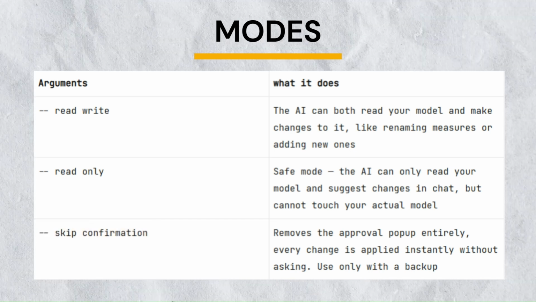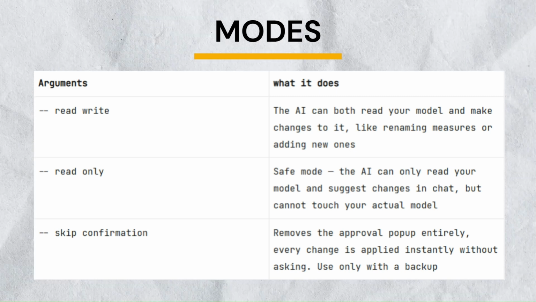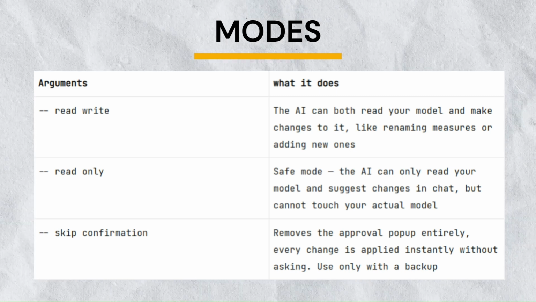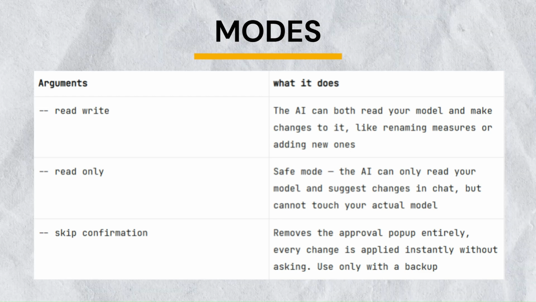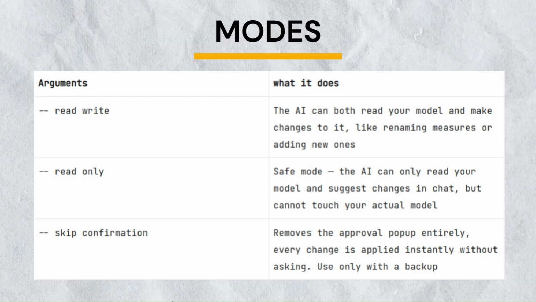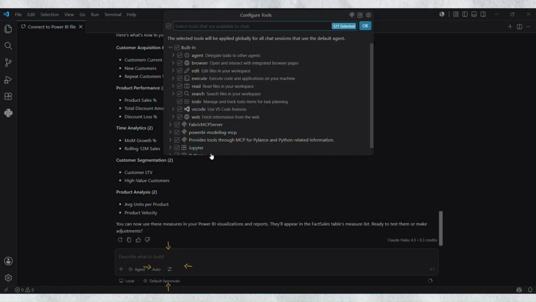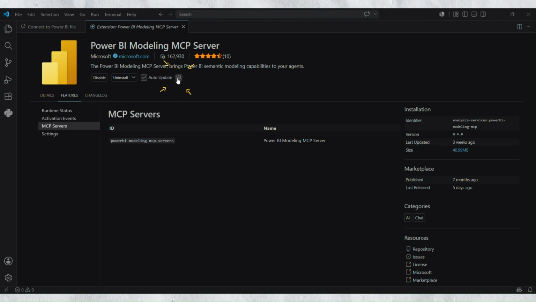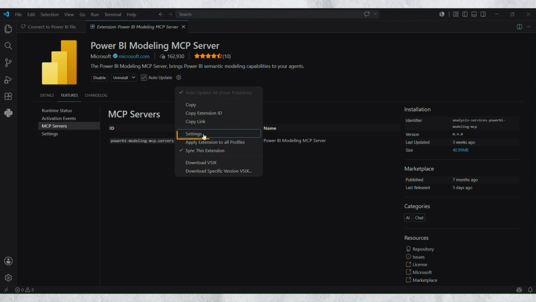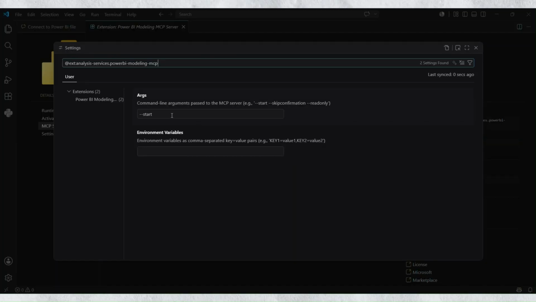So the simple version: read-only if you just want suggestions, read-write if you want it to make changes for you, and keep confirmations on if you want it to ask permission every time it makes changes in your model. These modes are easy to activate. You just head into the MCP server settings and pass them in as a command line argument. Inside this text box, type the argument that you want to activate. Right now I'm adding skip confirmation. And that's all. It's just as easy as that.